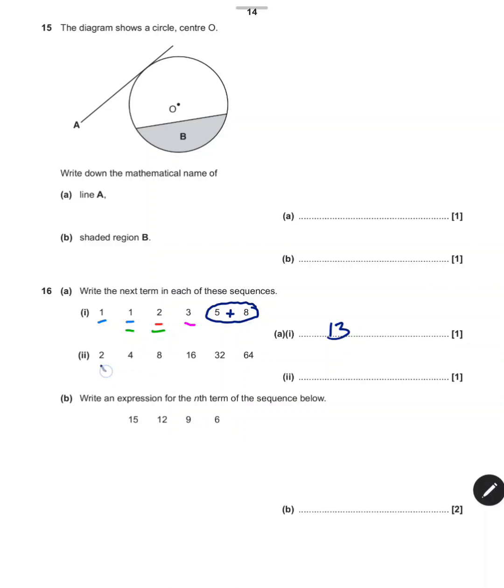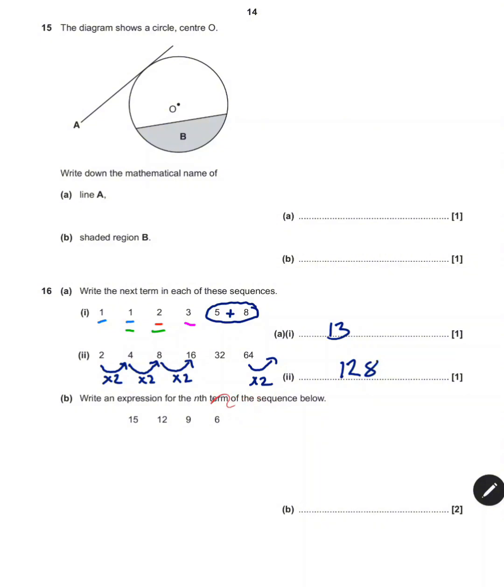Sequence underneath, slightly different. I think that is times by 2. That is times by 2. And that is times by 2. So I need to be able to do 64 times 2 to get the next term. Well, 2 times 60 is 120. And 2 times 4 is 8.